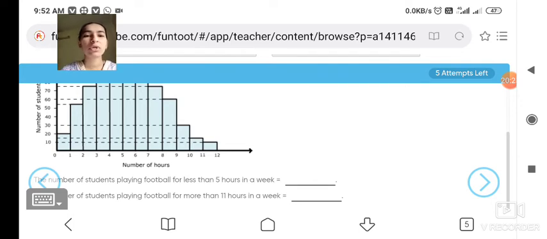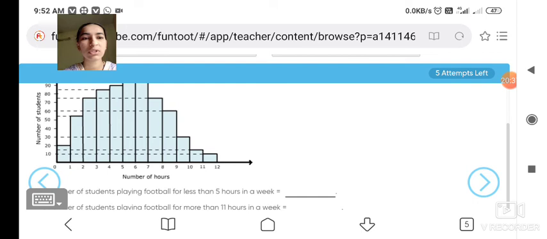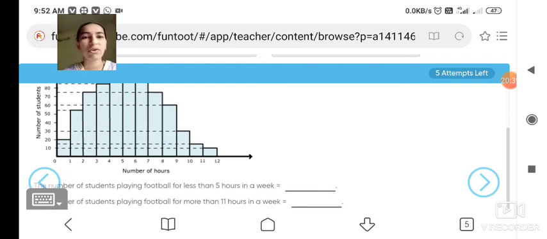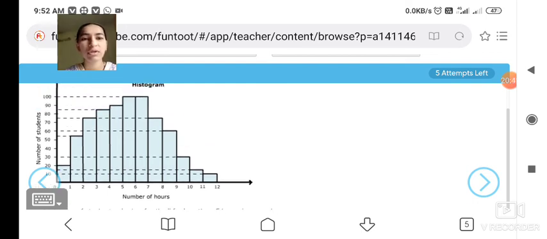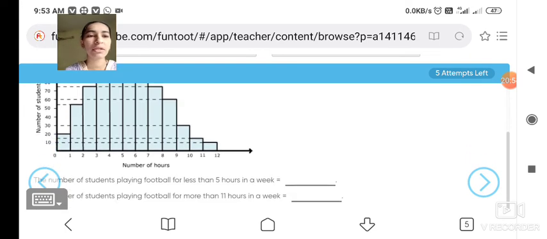The number of students playing football for less than 5 hours in a week. This question I am giving to you. You have to write the answer for that. Okay, this is homework for you. See here, the less than 5. Where is the less than 5? You can see here the classes with the bars showing 0, 1, 2, 3, 4 up to 5. You have to count all that, take the addition of all and write it in this.